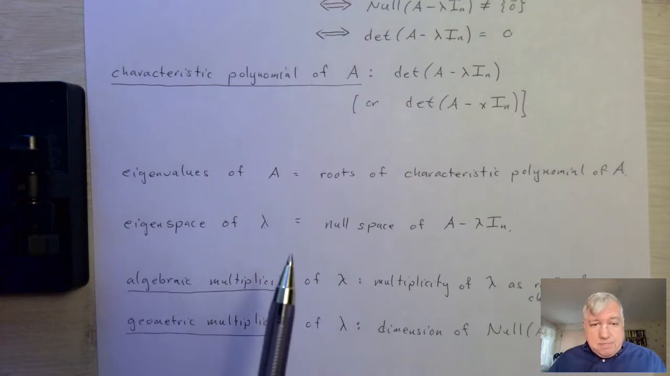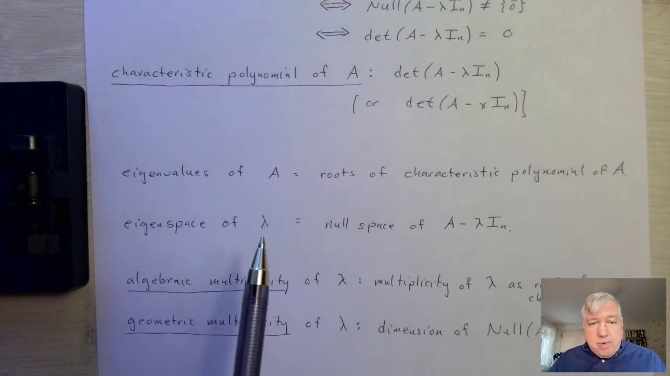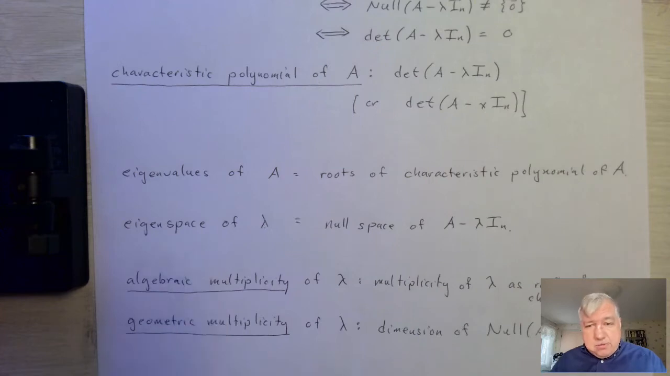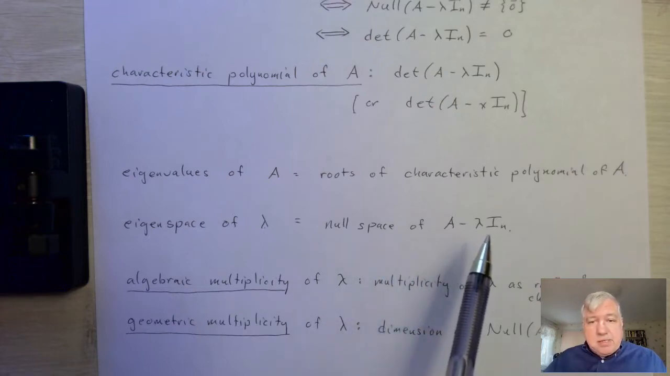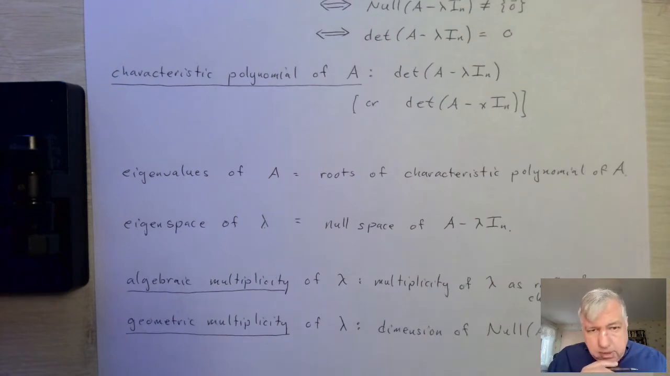And then the eigenspace of lambda. Remember, the eigenspace is all the vectors v such that Av equals lambda v. That's going to be equal to the null space of this matrix A minus lambda I_n. And the way we do that is, there are too many vectors in the eigenspace to write them all down, so we'll be finding a basis.